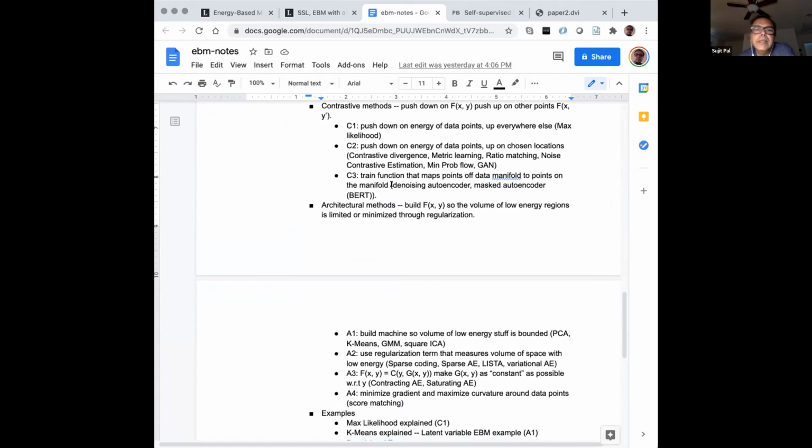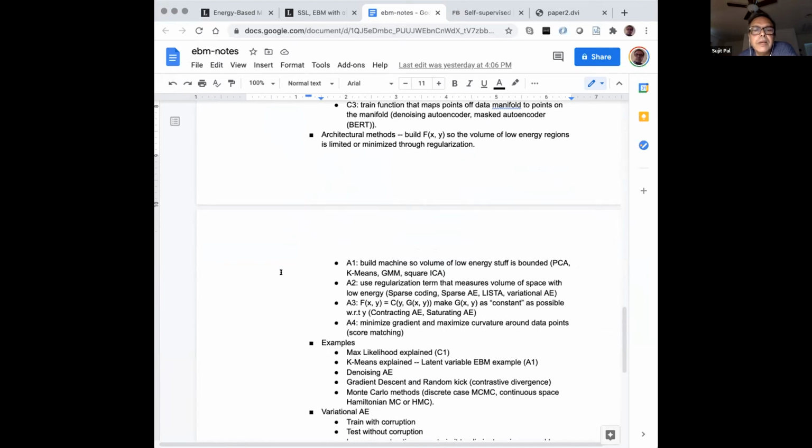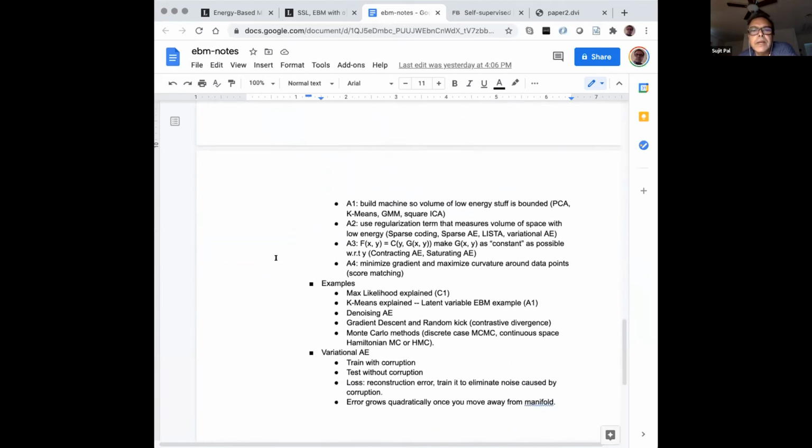And C3 is you train a function that maps points off the data manifold to points on the manifold. So this is like a denoising autoencoder. Again, there is an example which is slightly more intuitive than just the definition here. Architectural, he's got 4. A1: build the machine so the volume of low energy stuff is bounded, PCA, k-means. He talks about k-means, so I'll cover that as well. A2: use a regularization term that measures the volume of space with low energy.